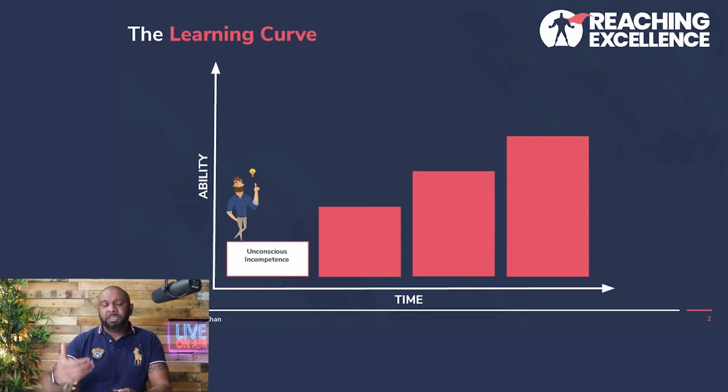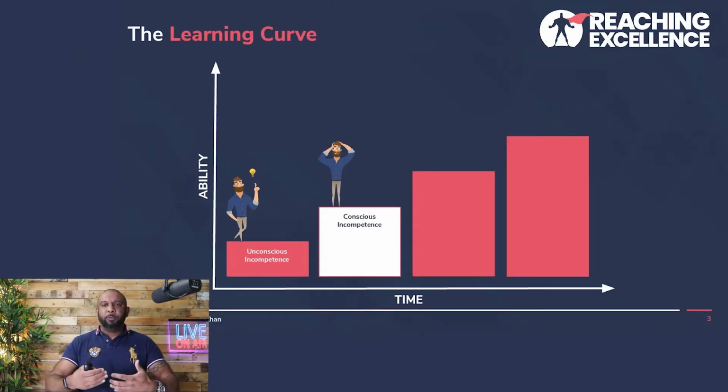Now, whenever you go to put something into practice, whether it's a new property strategy or a business plan, you're going to go through a learning curve. In that learning curve, we've got 4 phases. The first stage is called unconscious incompetence. What does that mean? Well, basically, it means that you just don't know what you don't know. The second stage is conscious incompetence.